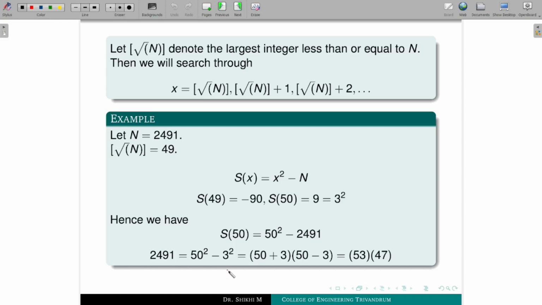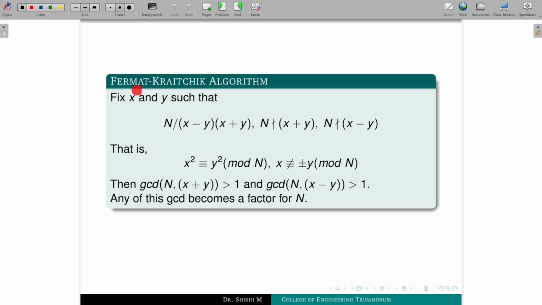A drawback of Fermat's algorithm is that if the number capital N is very large, the algorithm works just as poorly as trial division. There is a beautiful variation of Fermat's method due to M. Kraitchik using congruences. So we'll go to the next method, the Fermat Kraitchik algorithm. This is actually a modification of Fermat's algorithm.